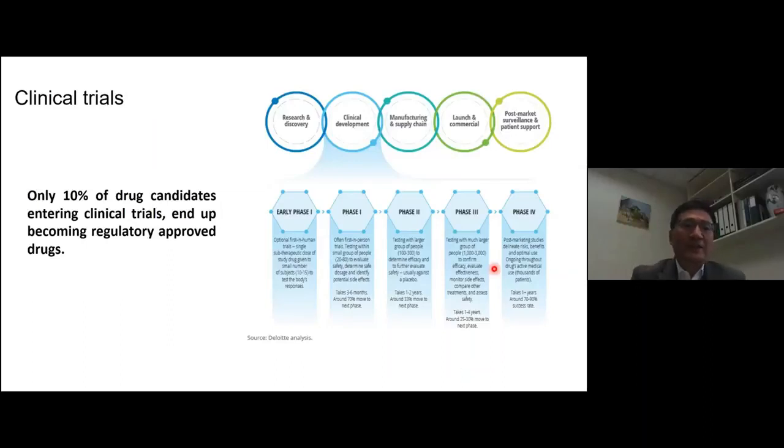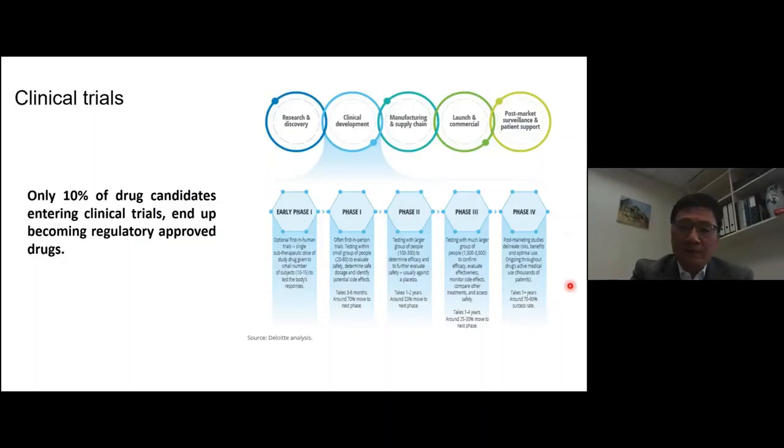Because in clinical trials, again, it's very tedious. Only 10% of drug candidates entering the clinical trials end up becoming regularly approved drugs. So as I showed you previously, we have the phase 1, phase 2, phase 3, even phase 4, because certain compounds, even after being approved and used in clinical trials, you still have to monitor, we call them post-marketing studies. And you probably heard from the media sometimes one compound used in clinical for 1 or 2 years has to be withdrawn from the market because of the unexpected side effects.